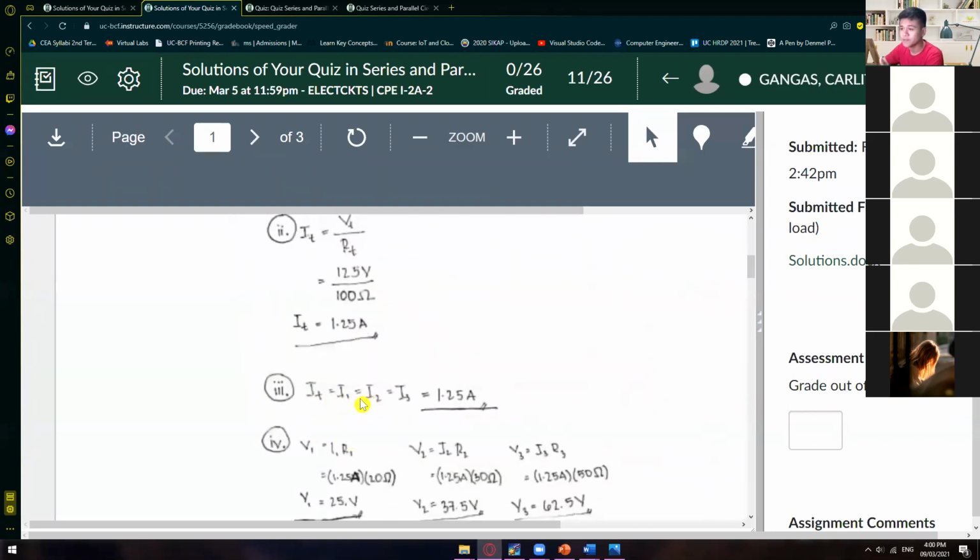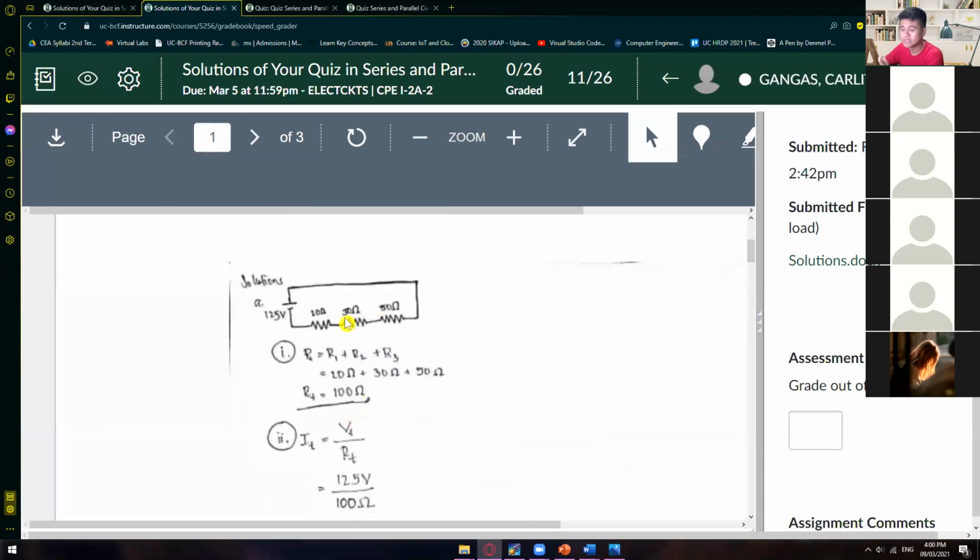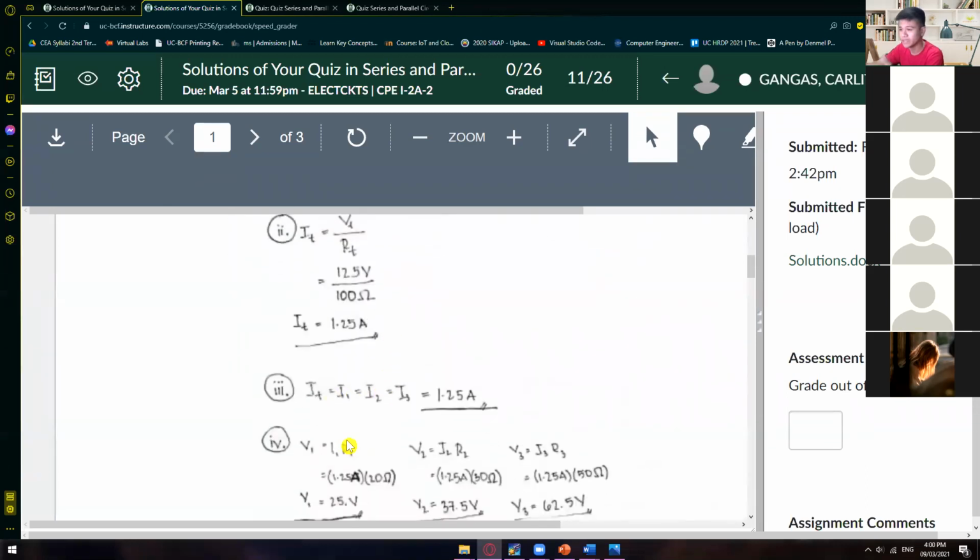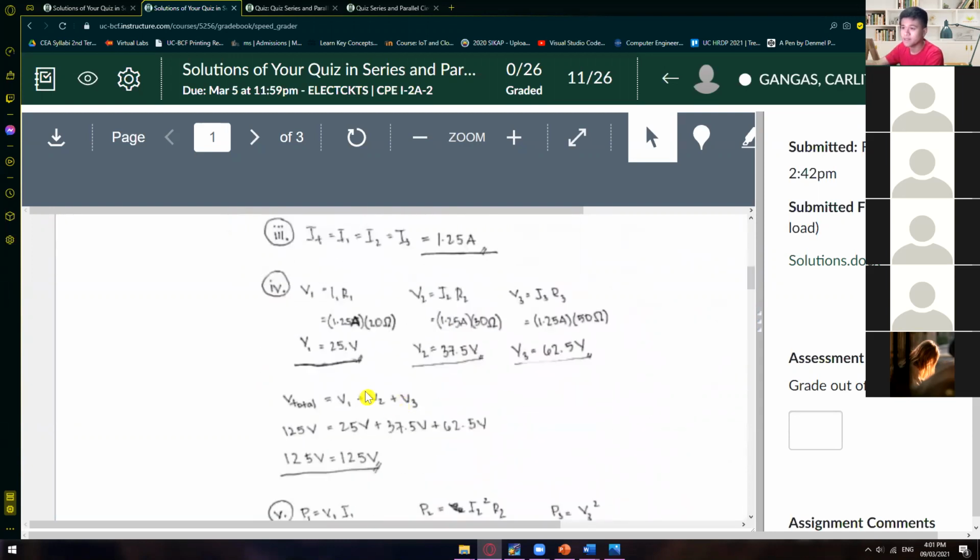And then for the currents, since this one is in series, we have this rule wherein I total is equal on every part of your components. I1 is equal to I2 is equal to I3. So that is why everything is 1.25 amps. Okay. And then for the voltage drop, just use the individual currents or individual resistance, but your I1 is equal with your I total, so you can just simply write here 1.25, 1.25, 1.25.